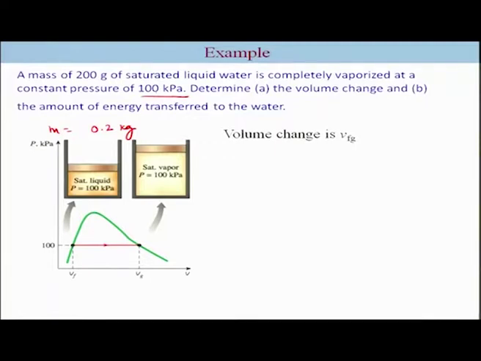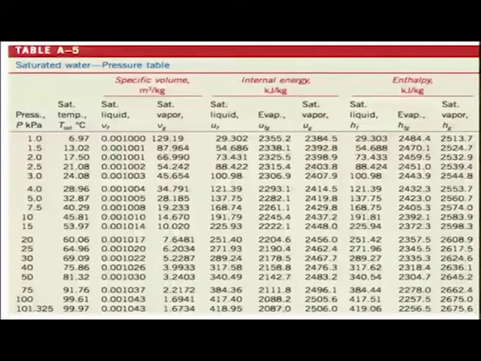Okay, so on a PV diagram it looks like this. So, it is 100 kilopascal and it is being said that it is completely vaporized from here to here, and we have been asked to find out the change in the volume from this to this, as well as the amount of energy transferred within this. Okay, so that means what would be the difference here also. Okay. So, we can directly take a look at the tables.